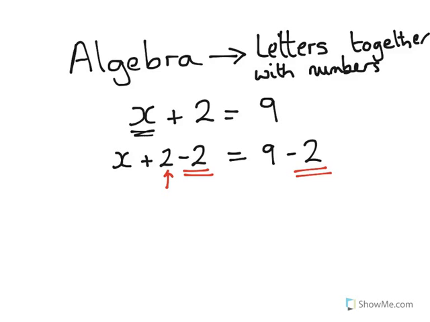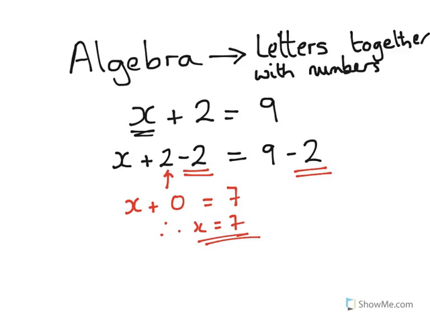So in algebra, as long as you do exactly the same thing to both sides of the equal sign, you can pretty much do what you want. This would give us that x plus 0 would equal 7. Otherwise, x equals 7, which is what we would expect when we used the finger method as well.